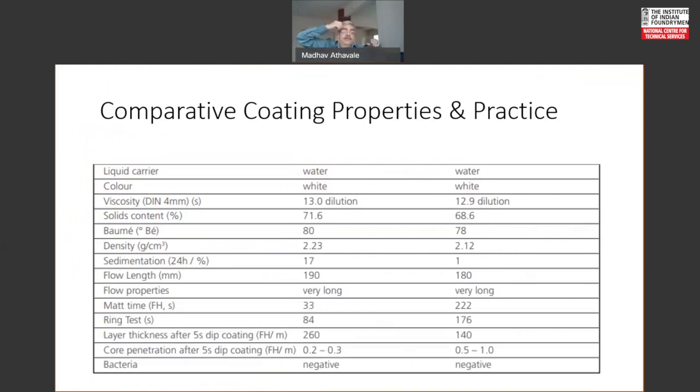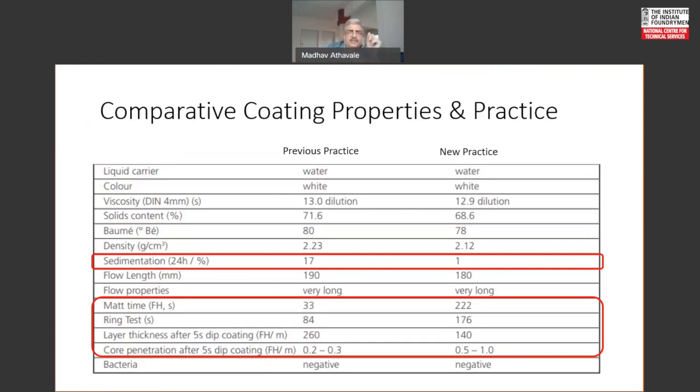Now here is a comparison between their practice which was earlier followed in the first column, and the next column is the properties of the coating which got developed for meeting their requirements, previous practice and new practice. One of the important parts was the sedimentation rate over 24 hours as a percentage. Their earlier formulation used to have 17% separation, while the new formulation had excellent suspension, so just 1%. Flow lengths were very similar, so flow properties were the same. But look at the big difference in the mat time. That allows for leveling of the coating. So earlier the mat time was much faster, 33, against a new practice which is 222.